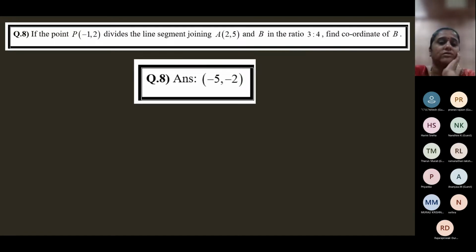Yes, children. So here, if the point P given by -1, 2 divides the line segment joining A and B in the ratio 3:4, find the coordinates of B.